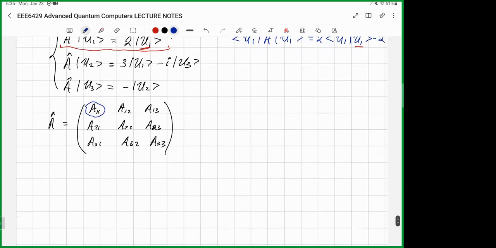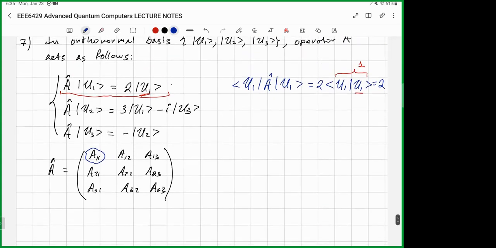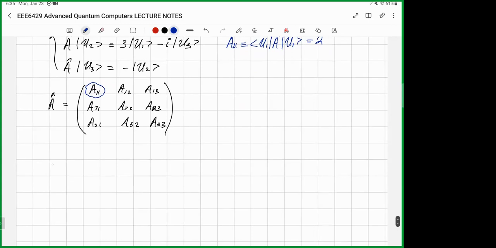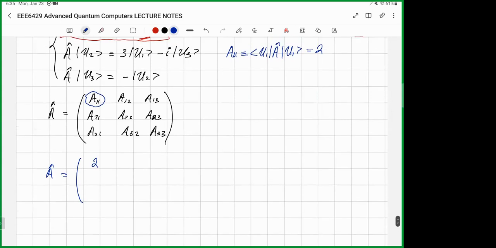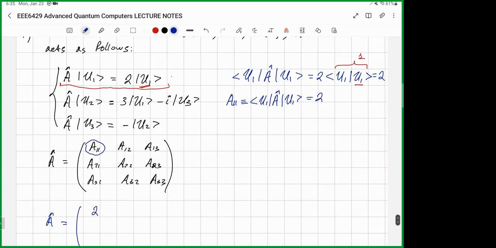So we conclude that, let's write this step by step. The component A11, which is the same as u1 operator A u1, this construction, in this particular case is equal to 2. So we can go ahead and fill in this first element of our matrix here, 2. So next we need the component A12, as well as all other components.